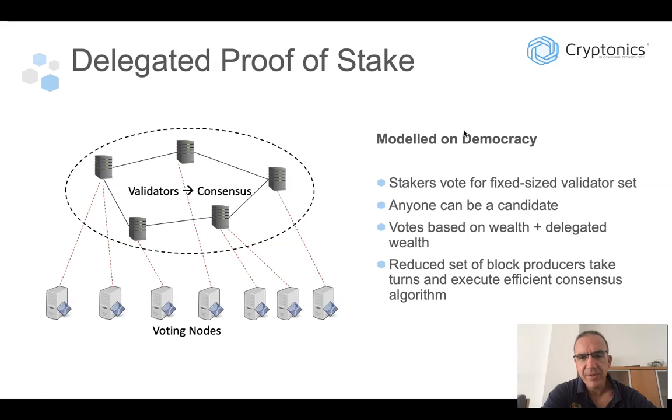So this is really modeled on the way democracy works. So you elect leaders that vote on your behalf or act on your behalf. And anyone can be a candidate really, but the votes are also based on wealth, so it's not a truly democratic system in that every vote counts the same. But anyway, it can be very efficient, and is one of the ways blockchains can scale.